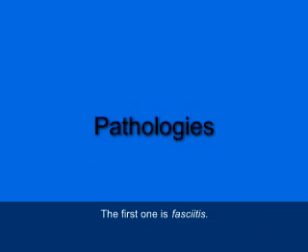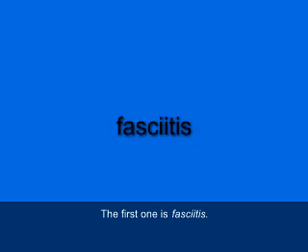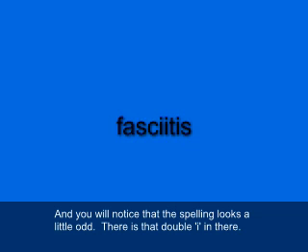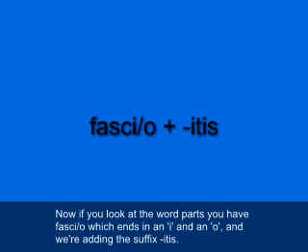The first one is fasciitis. This is a combination of fascio and itis. And you'll notice that the spelling looks a little odd. There's that double I in there. Now, if you look at the parsing with the word parts, we have fascio, which ends with an I and an O, and we're adding the suffix itis.